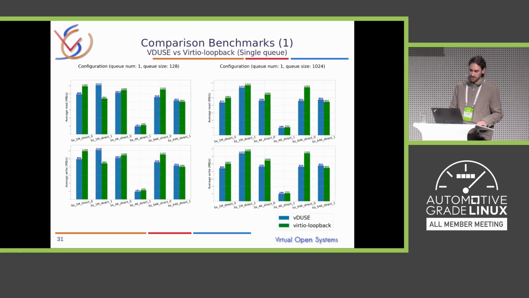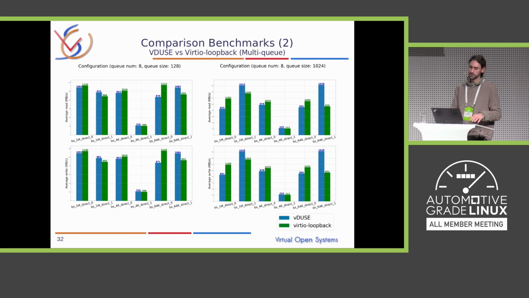Now these are the results. In the single queue scenario, we see that Virtual-Loopback outperforms VidUse in 4 out of 6 cases. We see that VidUse actually wins one case with 4 kilobytes of block size and 64. So we can say that in the no, this is not true. In the 1 megabyte case.